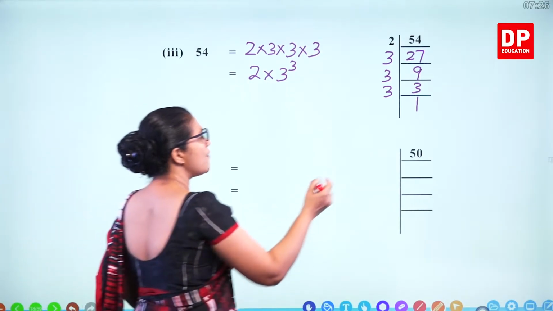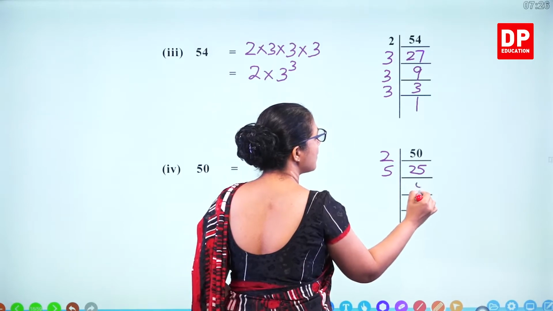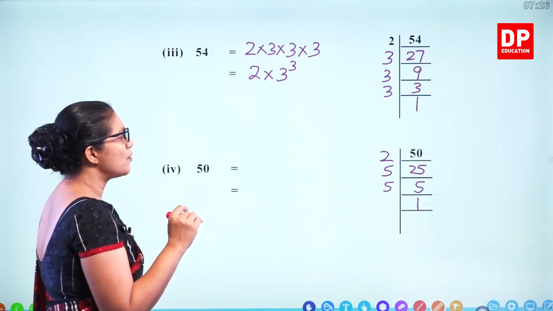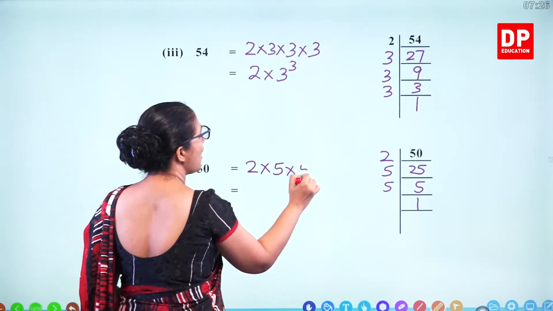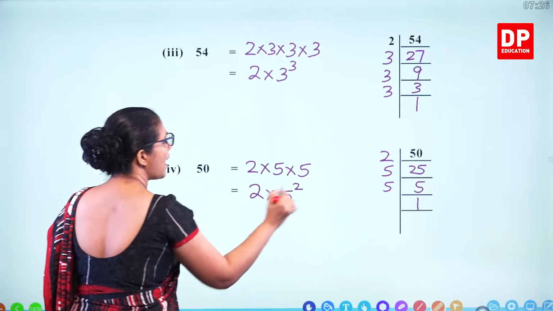50. You can divide by 2. 25. Now you can divide by 5. 5 times 1. So 50 you can write 2 times 5 into 5, or you can simplify and write 5 squared.